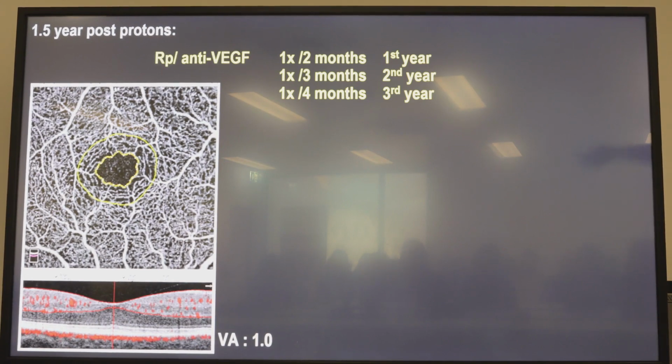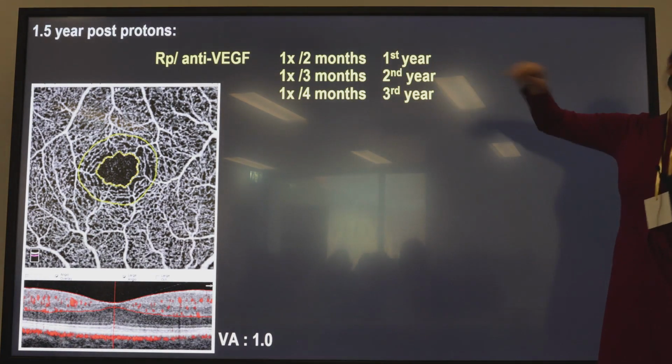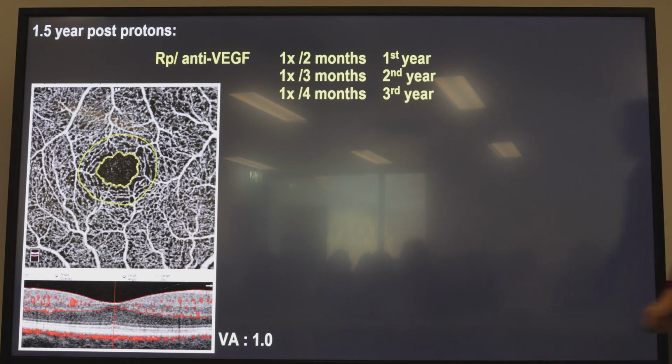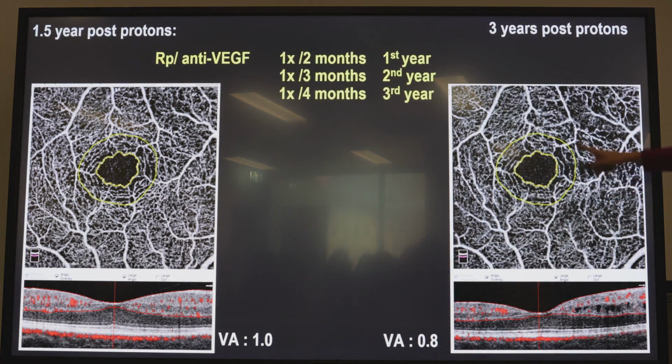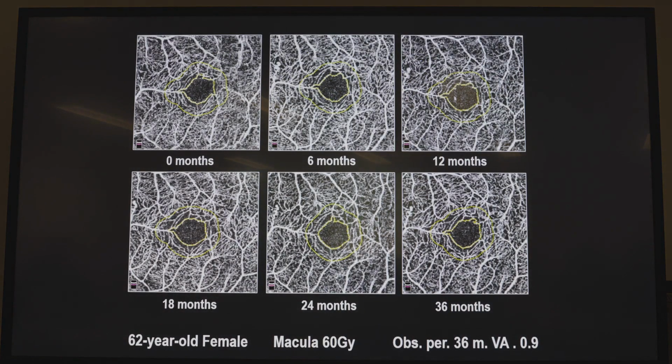And the protocol that was established in Lausanne, there are different protocols over the world, but the Lausanne protocol is between 2 or 4 months injections. Once every 2 months for the first year, once every 3 months for the second year, and once every 4 months for the third year, so an anti-VEGF. And see here how nicely the foveal avascular zone is preserved with a vision of 0.3. The disc has been irradiated, and this is 3 years post-protons, and not for a small melanoma, for a big melanoma. And this is another example that was published in the study 36 months after the start of the protocol.